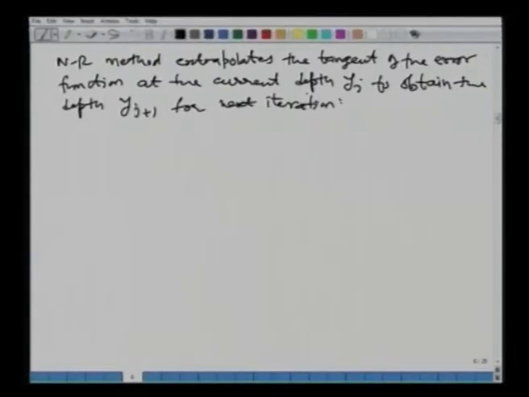Okay. So, if you look at it graphically, we have depth y j, and there is some nonlinear function f of y j. What is this f of y j? We have already defined it: it is q j minus q, in which q is a constant and q j depends upon the depth of flow y j. So, we are guessing this depth of flow y j initially and then we are iterating until some convergence is reached. At any iteration we want to find out the next depth of flow, or the next value of the root of this equation.